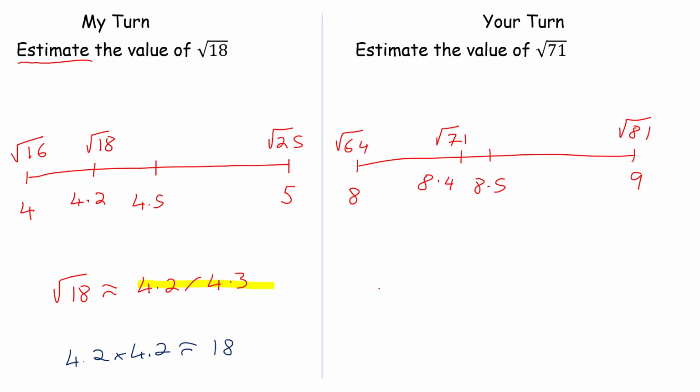Okay, so I'm going to go and say that root 71 is approximately equal to 8.4. But you probably could have 8.3, 8.45, anything like that is going to be okay. And this is my answer.